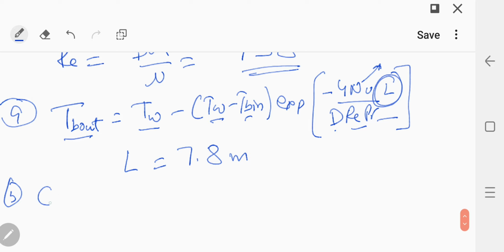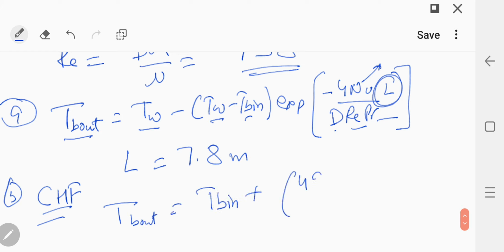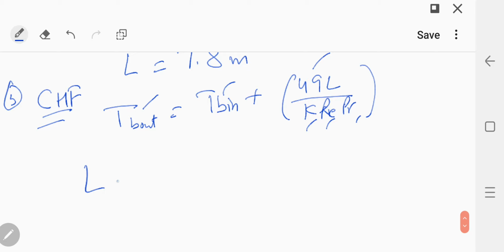Part B, constant heat flux condition, temperature profile. We derived it earlier, temperature profile for constant heat flux: TB out is TB in plus 4 Q L by K Re Pr. So all the temperature terms are given, all the conditions are given. Put them in and calculate the length. So the length comes out to be how much? It should come out to be 13.8.